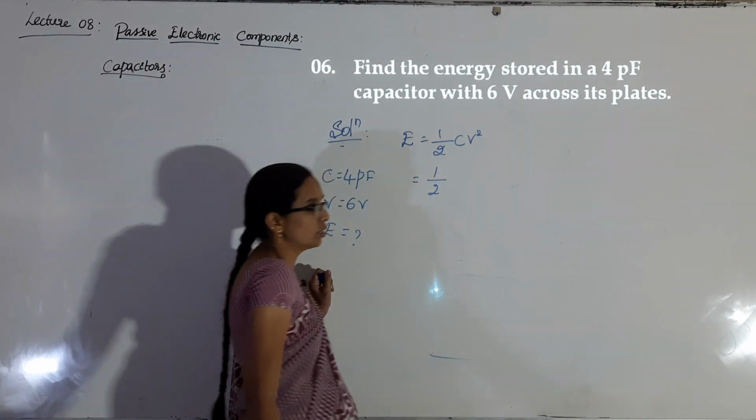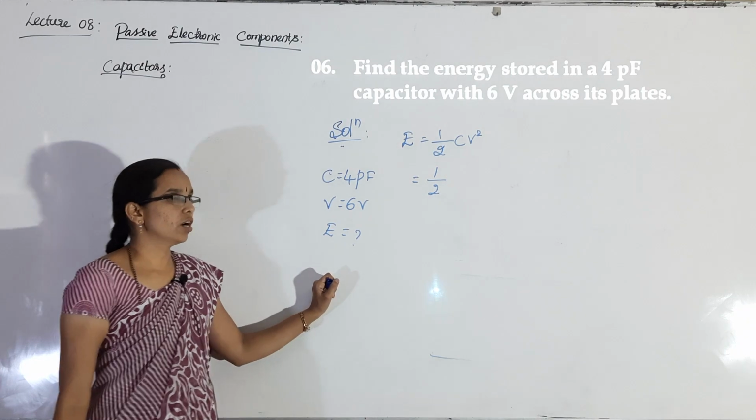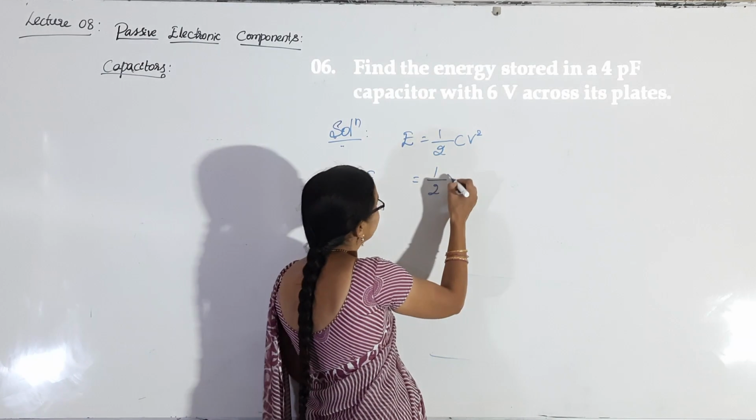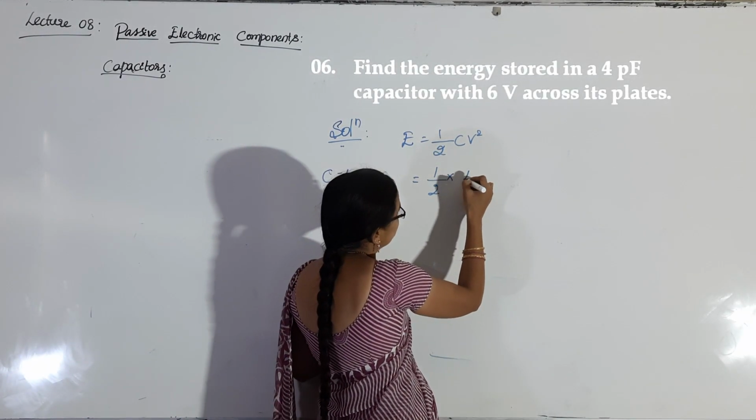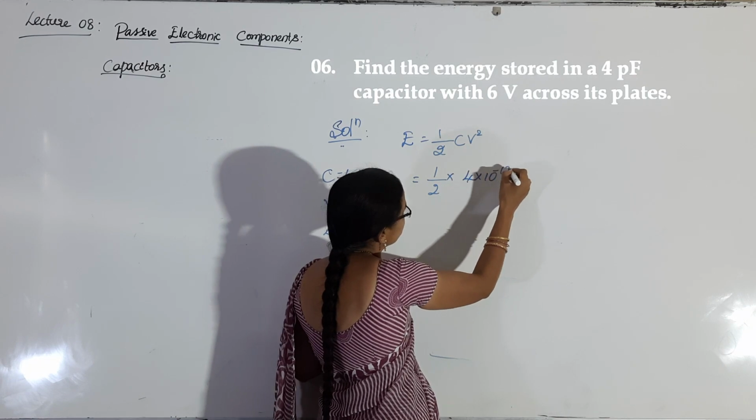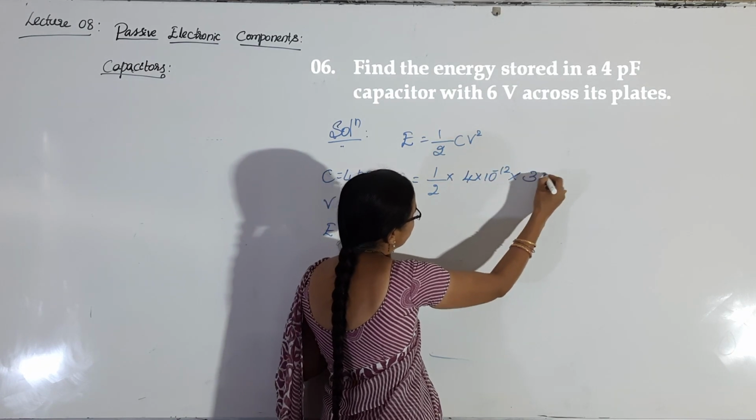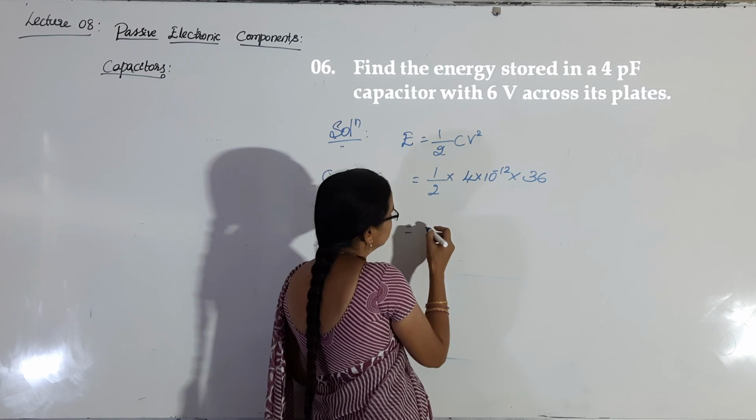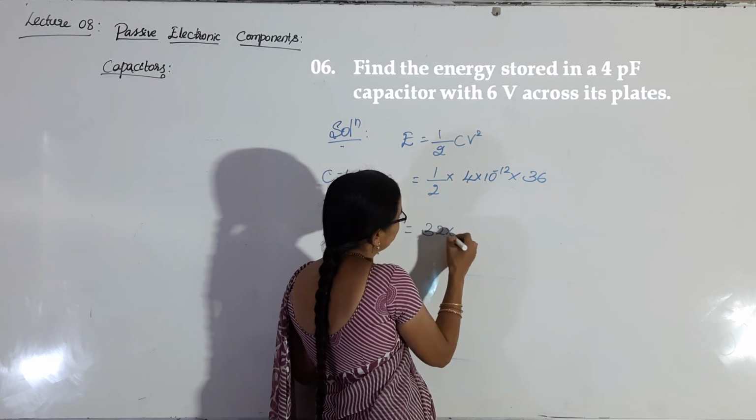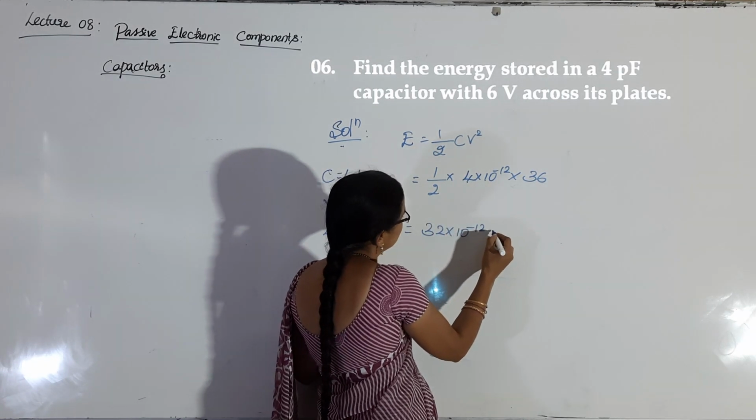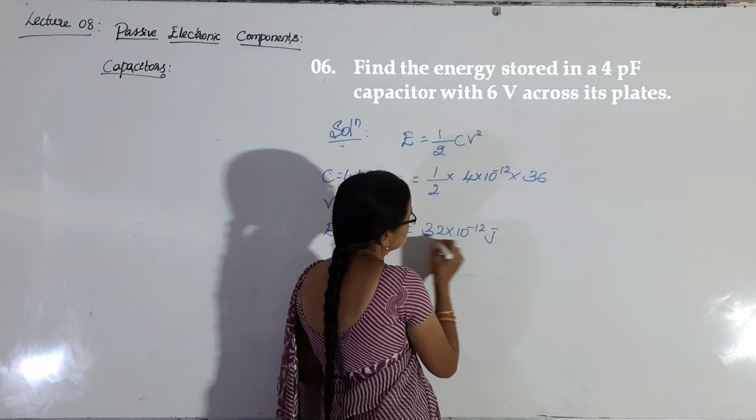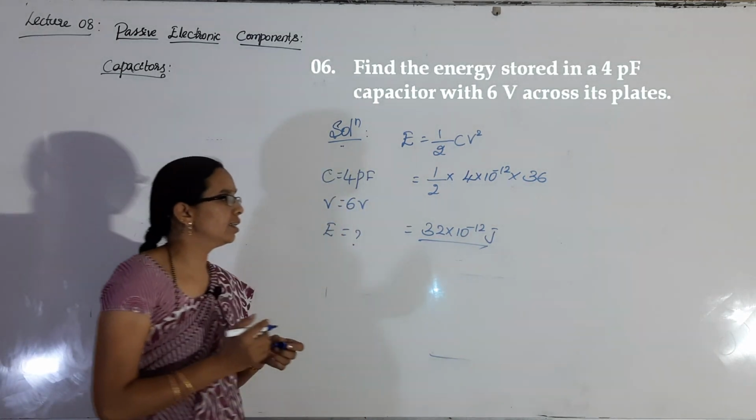Formula for energy stored in the capacitor is E is equal to half CV square, half into 4 into 10 to the power of minus 12, 6 square is 36, 72 into 10 to the power of minus 12 joules, or picojoules, you can write.